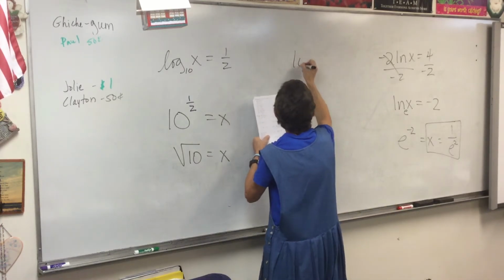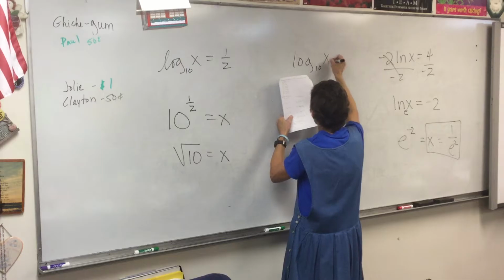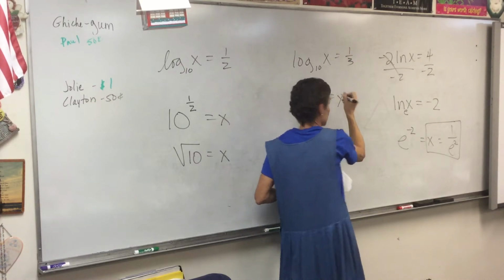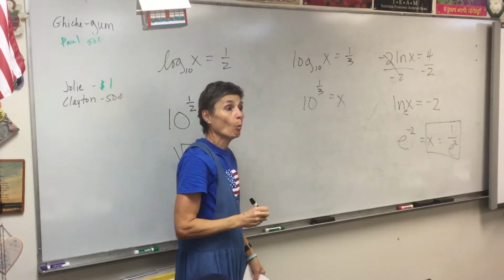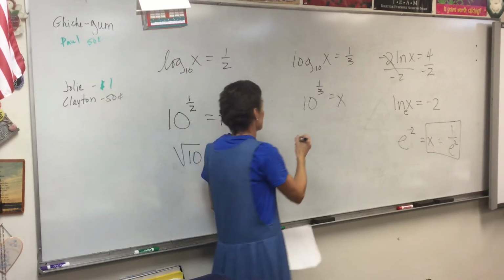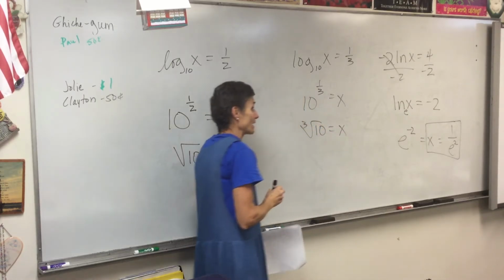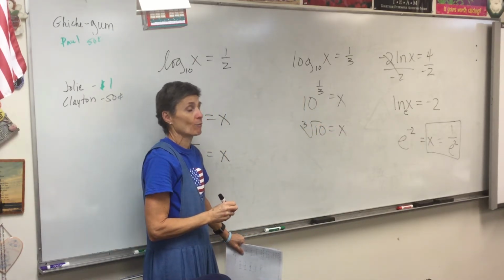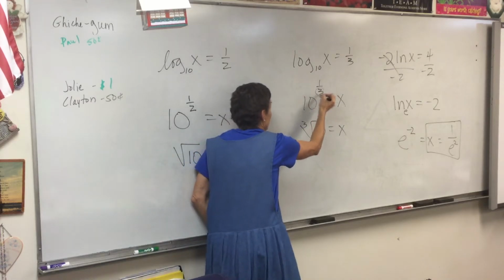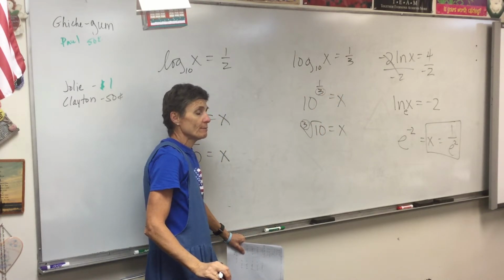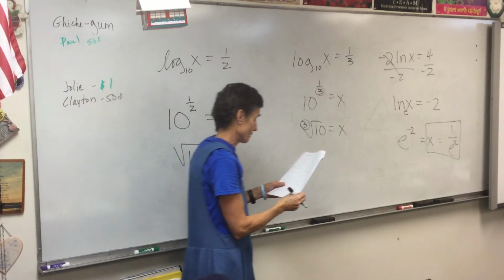10 to the 1/3. We're going to start by saying 10 to the 1/3 equals x. And what does 10 to the 1/3 mean? Cube root of 10. Remember, fractional exponents are radicals, and the denominator tells you which root to take. So a 1/3 means a cube root.